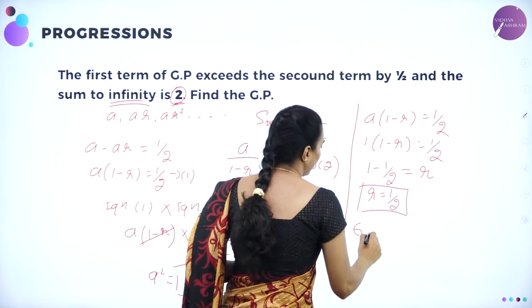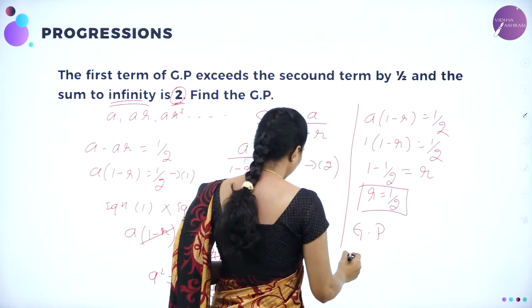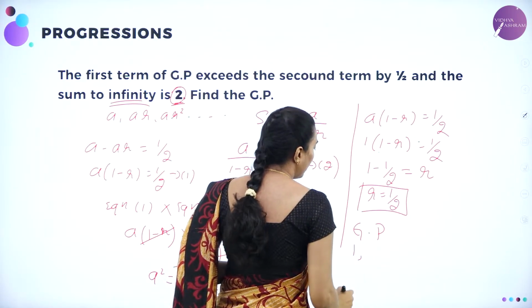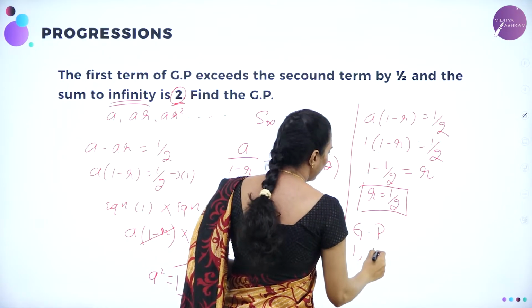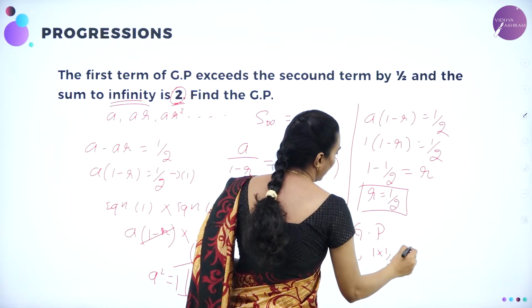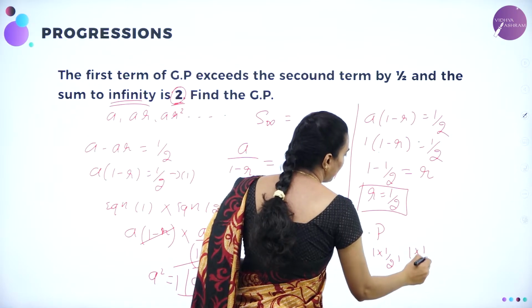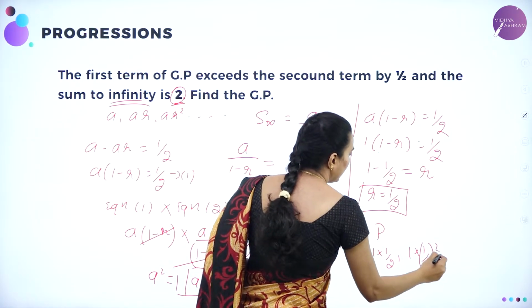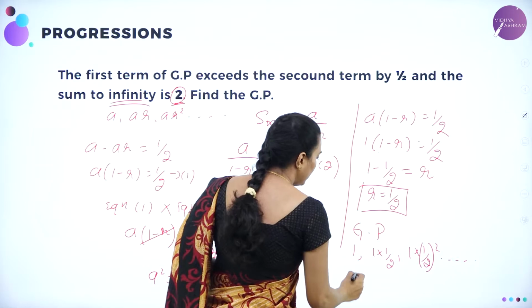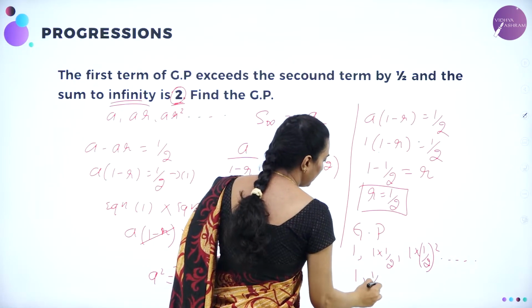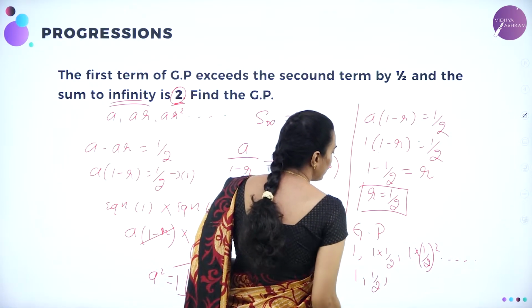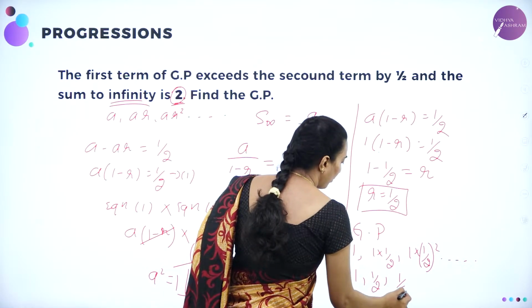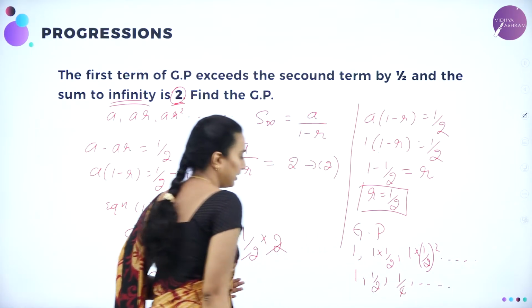So the GP is nothing but a is 1, comma, ar is 1 into 1 by 2, comma, ar squared is 1 into 1 by 2 whole squared. It will continue as it is. Now you can write it as 1, comma, 1 into 1 by 2 is 1 by 2, comma, 1 into 1 by 2 whole squared is 1 by 4. It will move on. That's it, dears.